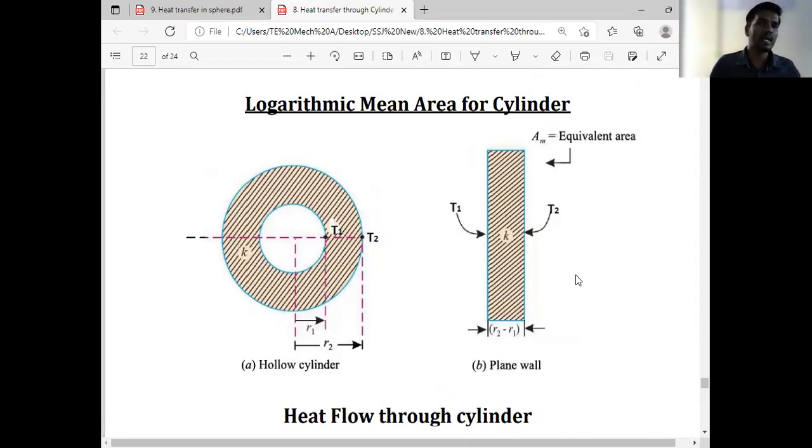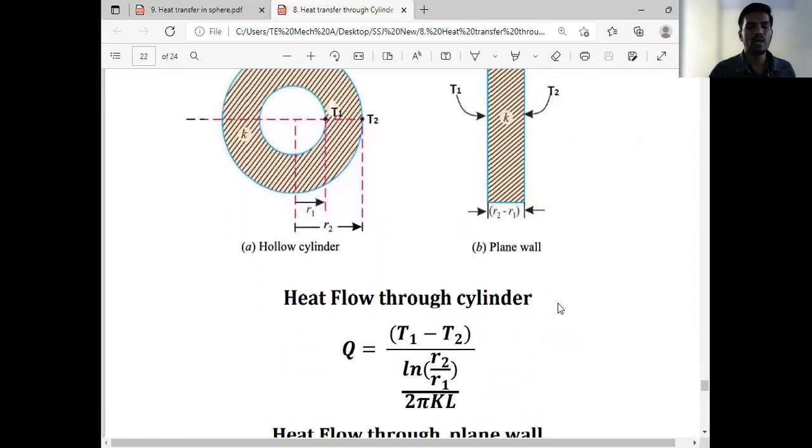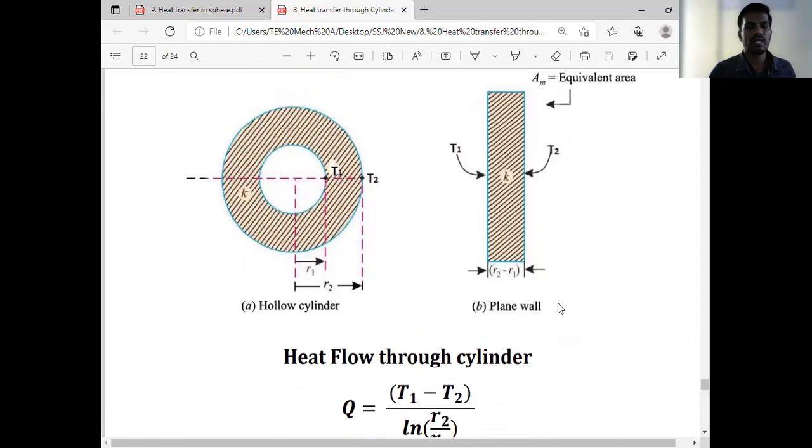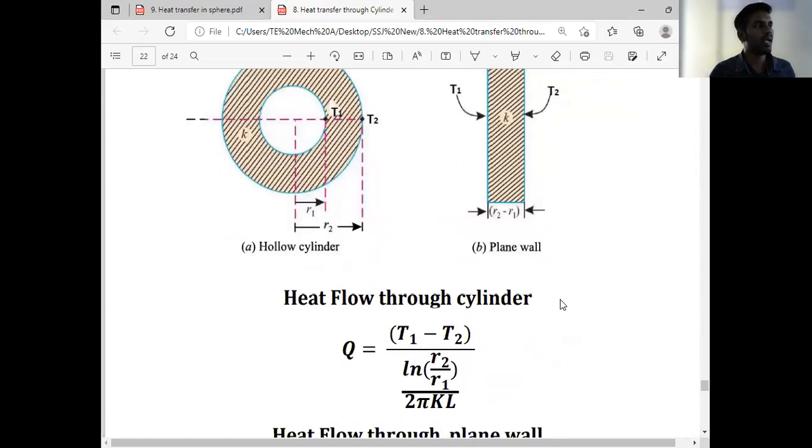Cylinder चं equation काय आहे सांगा? Q is equal to 2 pi KL into bracket T1 minus T2 divided by ln of R2 by R1. Okay, so we have to write down the equation for the cylinder. Write down Q is equal to T1 minus T2 divided by ln of R2 by R1 divided by 2 pi KL. 2 pi KL न्यूमरेटर ला असतो, तो डिनॉमिनेटर ला घेतले. म्हणजे आपण इक्वेशन कसं लिहिलंय, इन द फॉर्म ऑफ टेम्परेचर डिफरन्स डिवाइडेड बाय थर्मल रेजिस्टन्स. So what is the thermal resistance for the cylinder? ln of R2 by R1 divided by 2 pi KL.